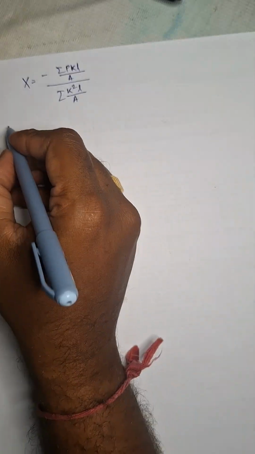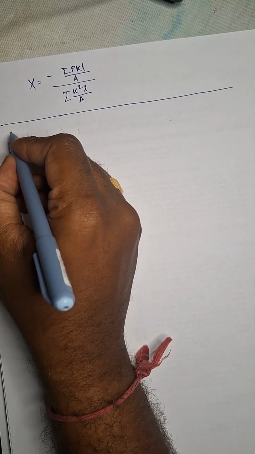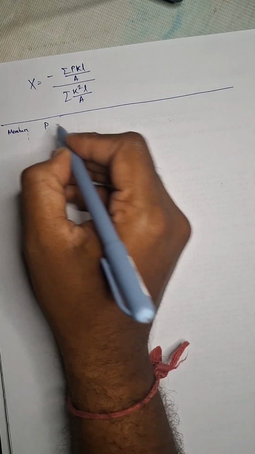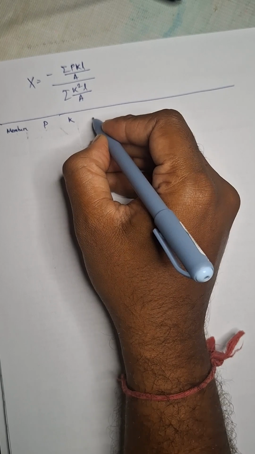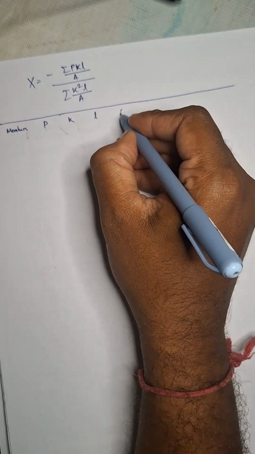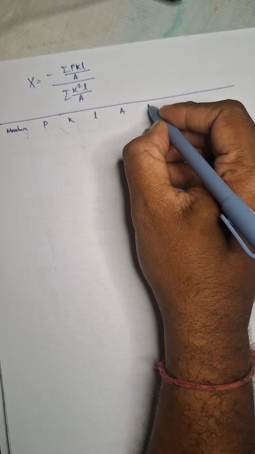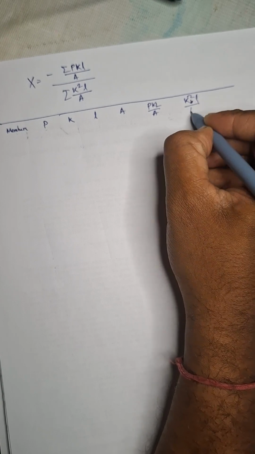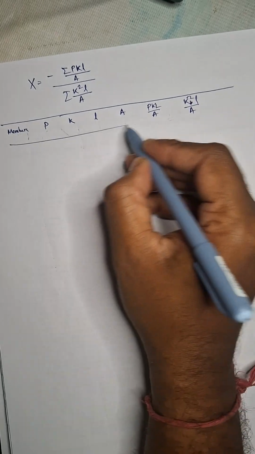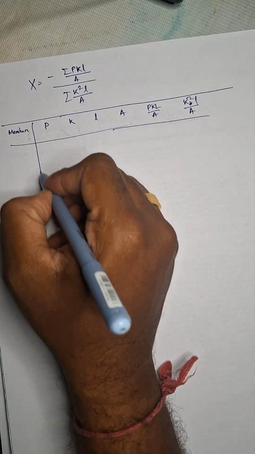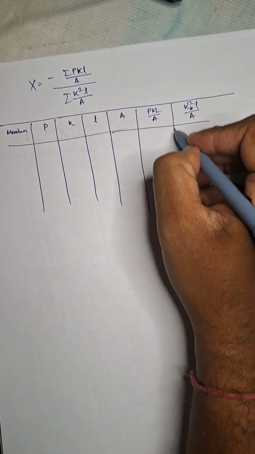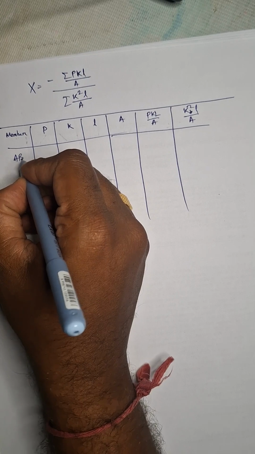So we have to make one table. The first column is member, then the P force, then K force, then length, then cross sectional area, then PKL by A, and the last one is K square L by A. So we need to find out the values for each member. First, let's consider member AB.